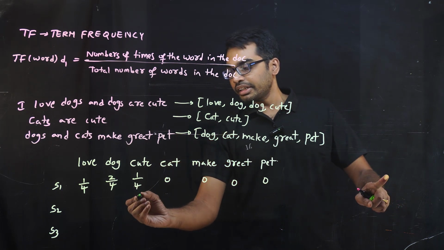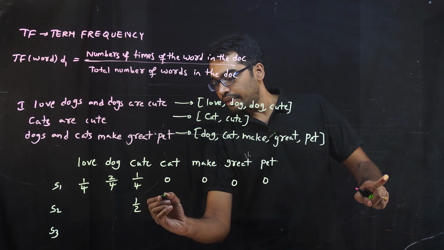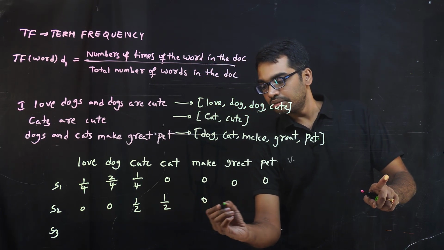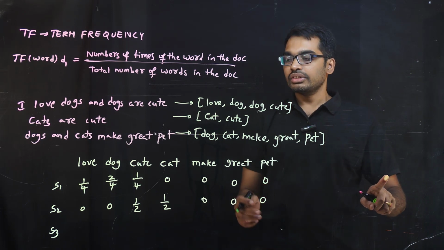So we have cat and cute, we have 1 by 2 and then 1 by 2. The remaining is 0, 0, 0, 0, 0. Right? So that's how it is.